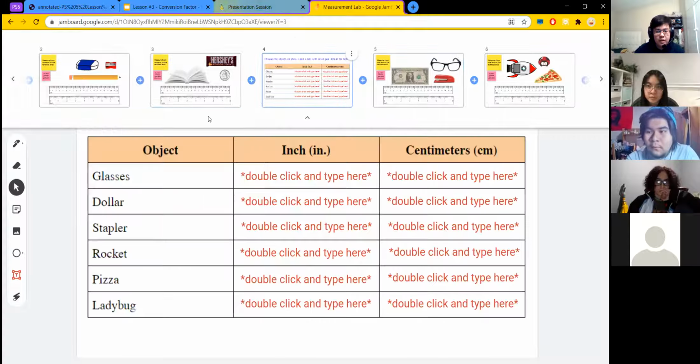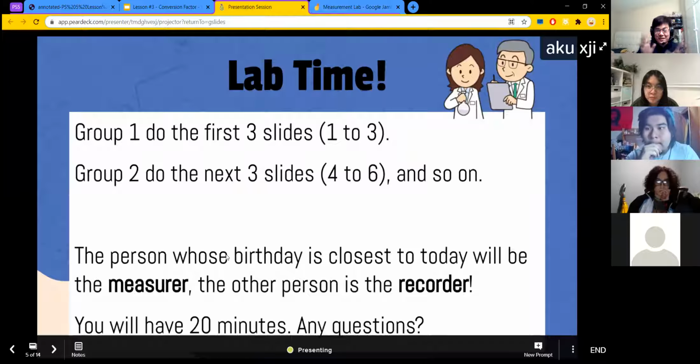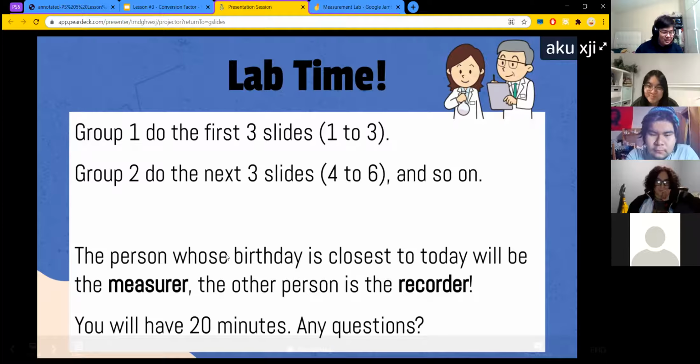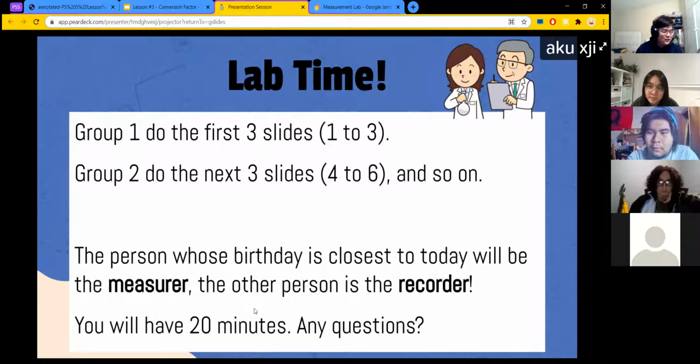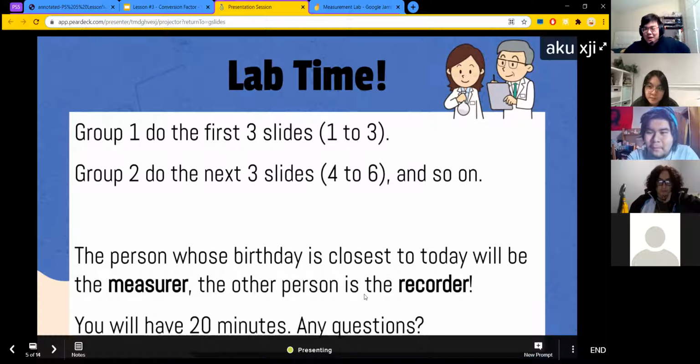All right. And then, so this is a fun little thing. The person whose birthday is closer to today, March 7, will be the measurer, the one taking the measurement. The other person would be the recorder, the one typing in the numbers that you guys measure. You will have 20 minutes to do this. If you guys finish early, I might cut it down to 10 minutes. Any questions before we start?